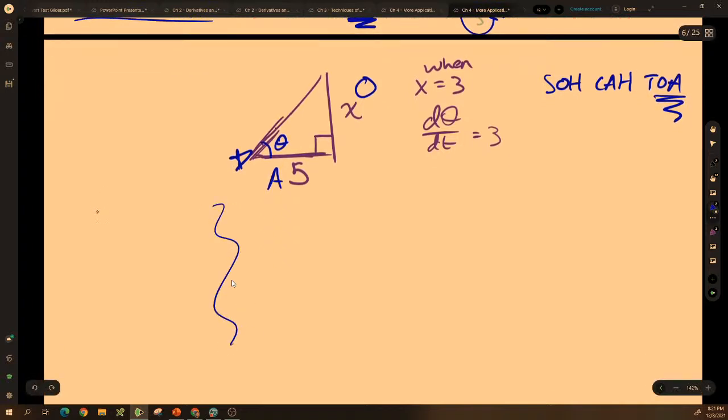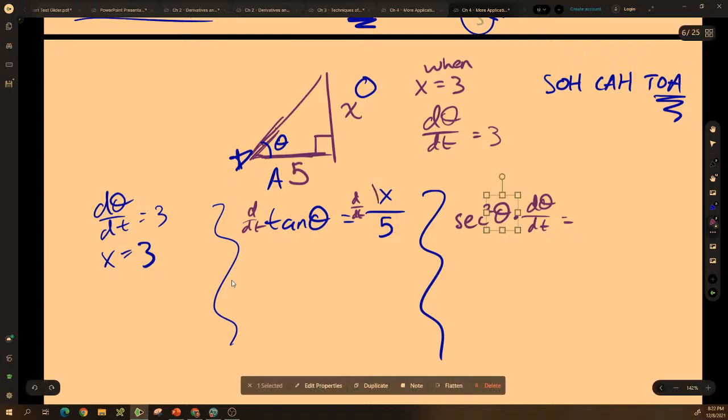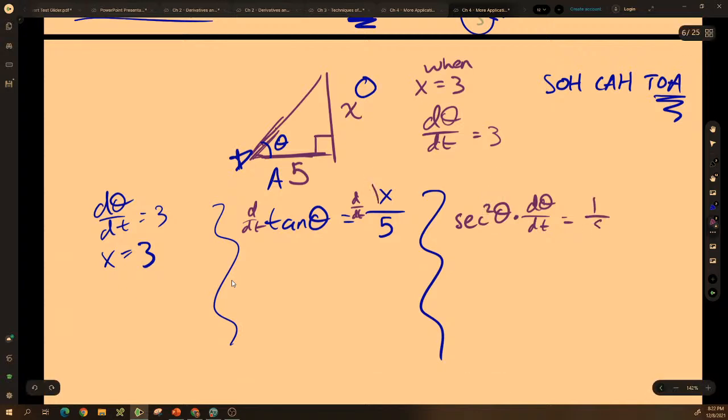So our givens are the same. d theta dt equals 3. x equals 3. Our formula that we start with, though, is now tangent theta equals opposite x over adjacent 5. So when I take this derivative with respect to time, the derivative of tangent is secant squared theta times d theta dt, equals, now you can do quotient rule here, like low d high minus high d low over low squared, but I like to just treat it as 1/5 x. So the derivative is 1/5 times dx dt.